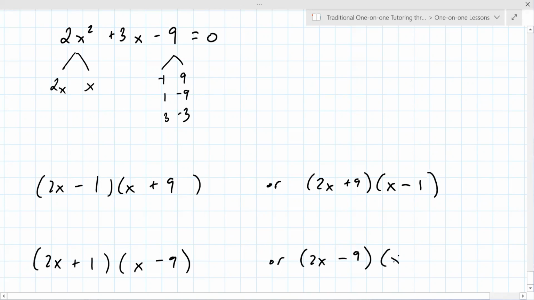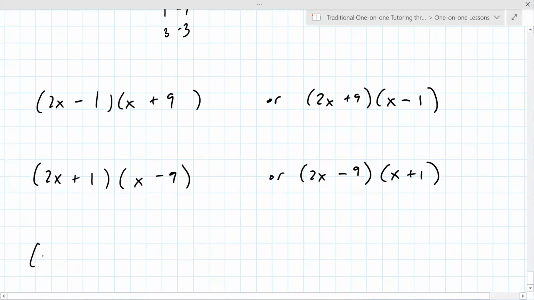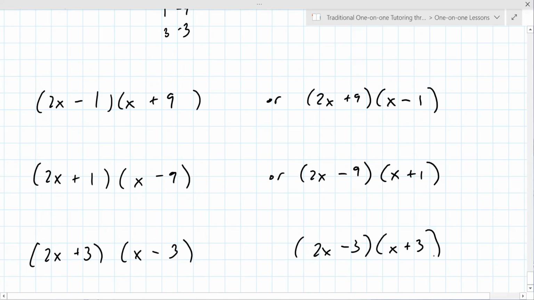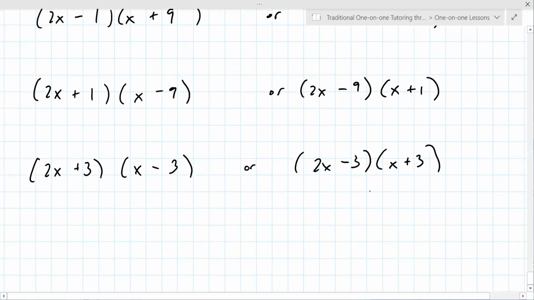Yes. Okay. And then there's one more: 2x plus 3, x minus 3, or 2x minus 3, x plus 3. Now, I don't think you'll get one this complicated, but this literally is the guess and check. And there is a better method, but you haven't learned it yet in your class.